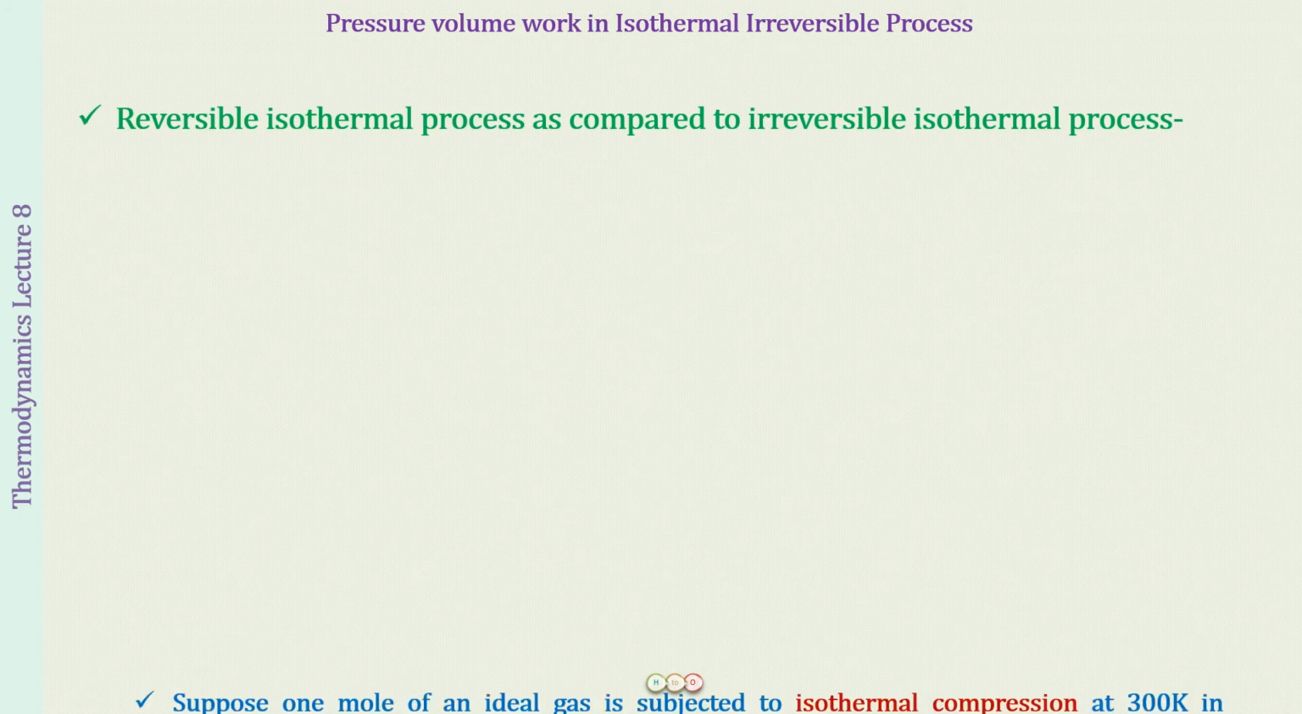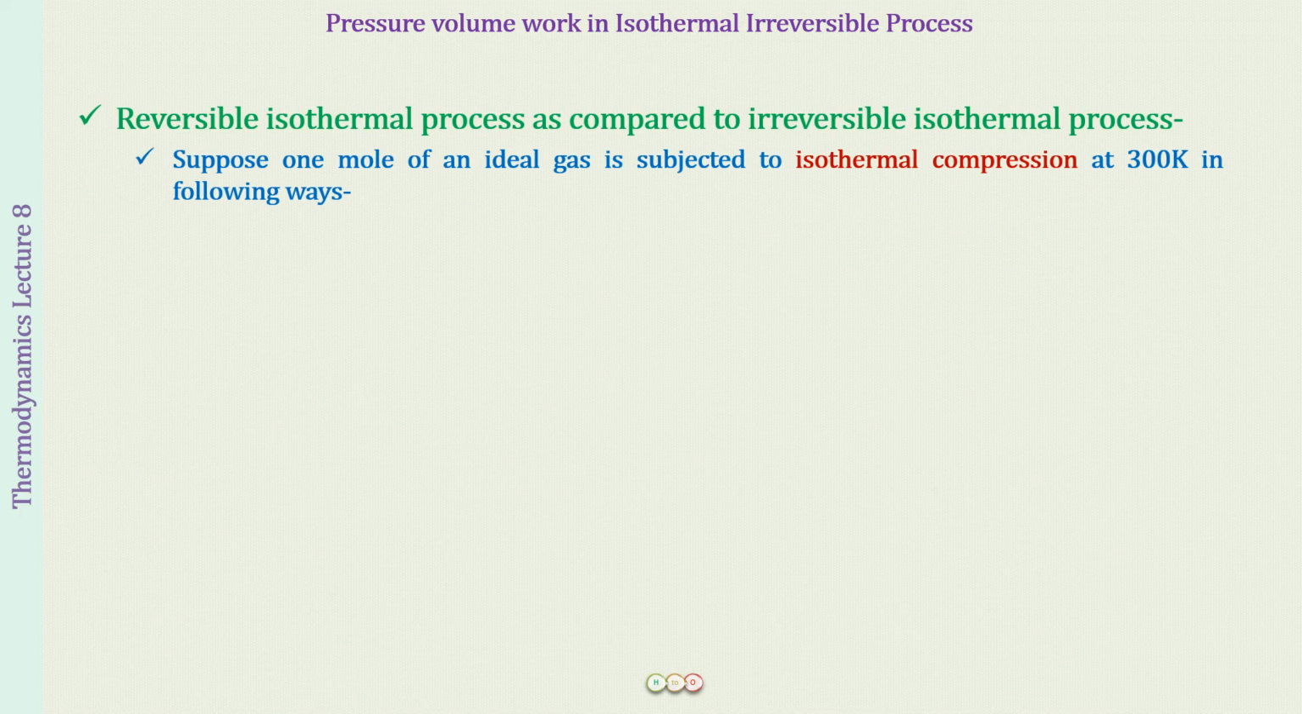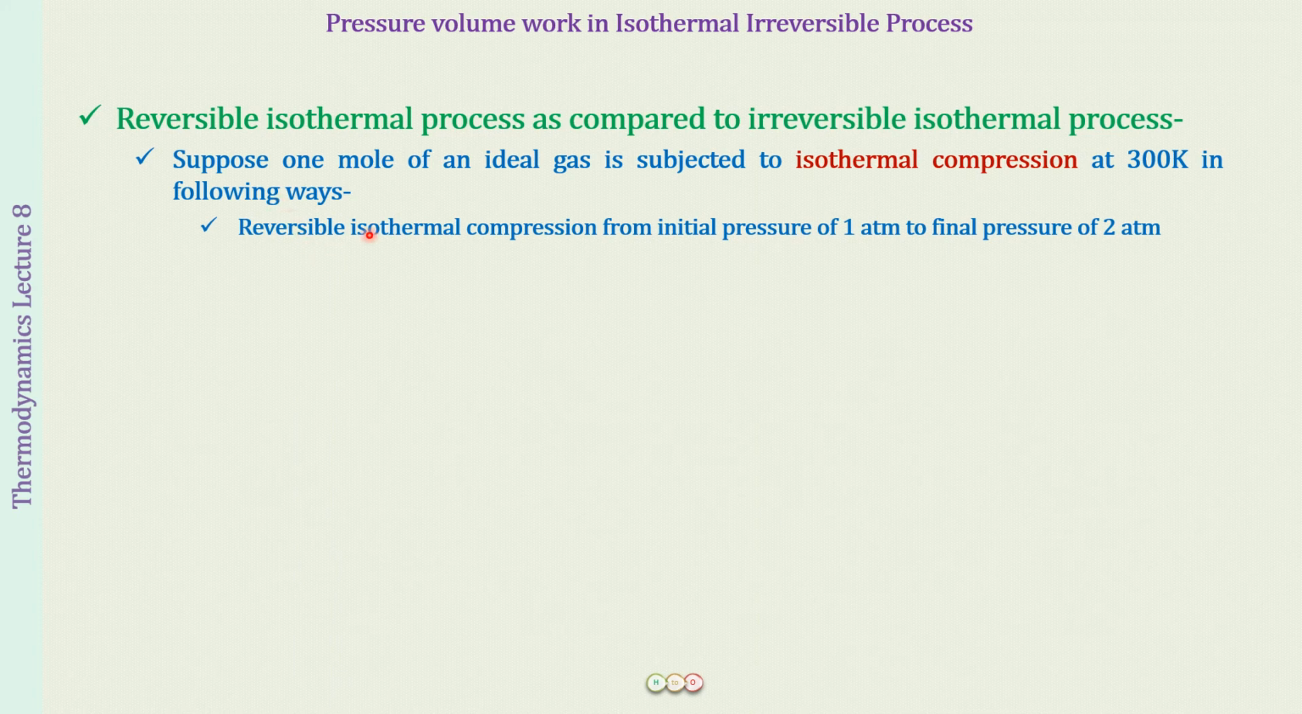So now let us look at the compression process also. So 1 mole of an ideal gas is subjected to isothermal compression at 300 Kelvin in the following ways. So first we have reversible isothermal compression from initial pressure of 1 atmosphere to final pressure of 2 atmosphere. So pressure is increasing, the volume will be decreasing because it is an isothermal process. Again, P1 V1 equal to P2 V2. So this shows that this is the compression that is going to take place in the process.